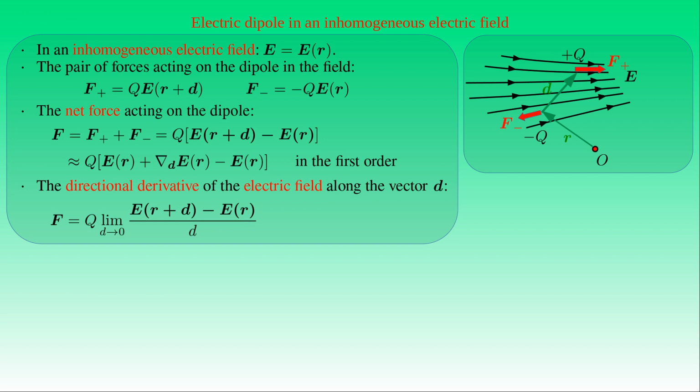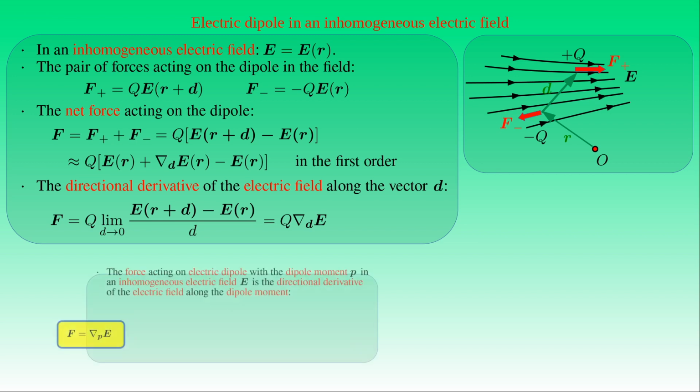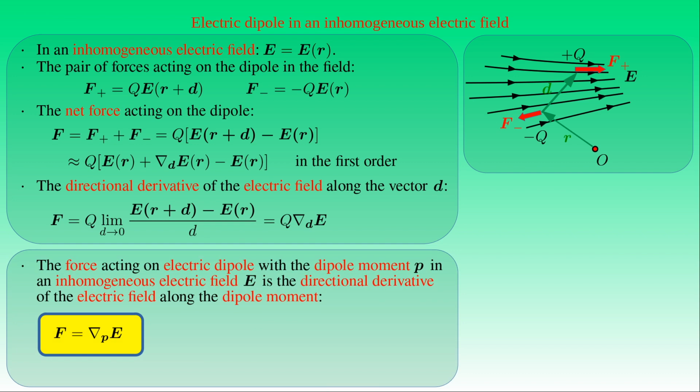Then the net force F is equal to Q times the directional derivative of the vector field E along the displacement vector D. Since the dipole moment p is equal to Q times the vector D, the net force F acting on the dipole with the dipole moment p in an inhomogeneous electric field is given by the directional derivative of the electric field strength E along the dipole moment p.